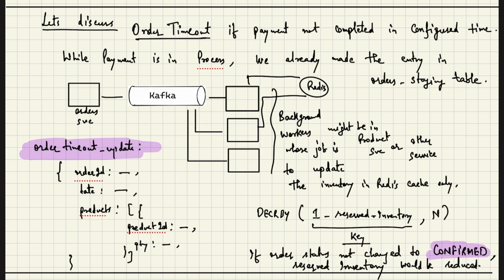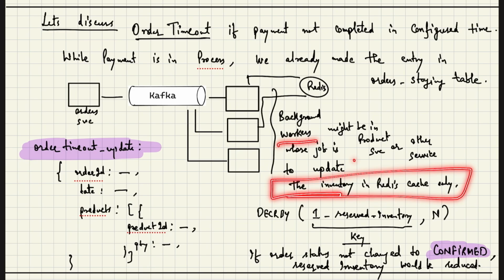Now there are background worker threads whose job is to update the inventory in the redis cache only, right? In redis cache only, because we don't need to update the main DB, because this is just a temporary order which has failed due to timeout, or due to payment failure, or due to any xyz reason, right? Now these background workers could be in the product service or could be part of a separate service.